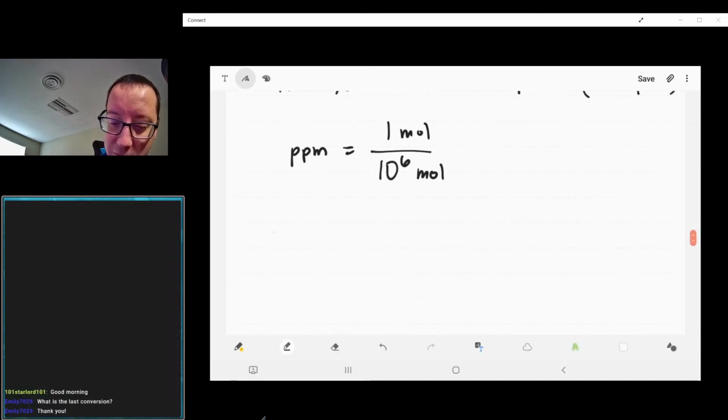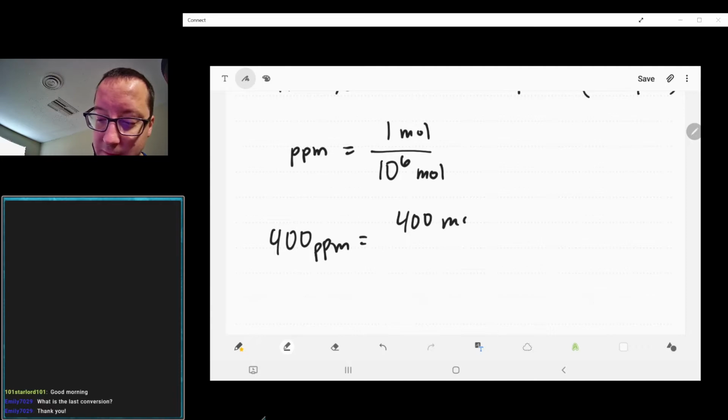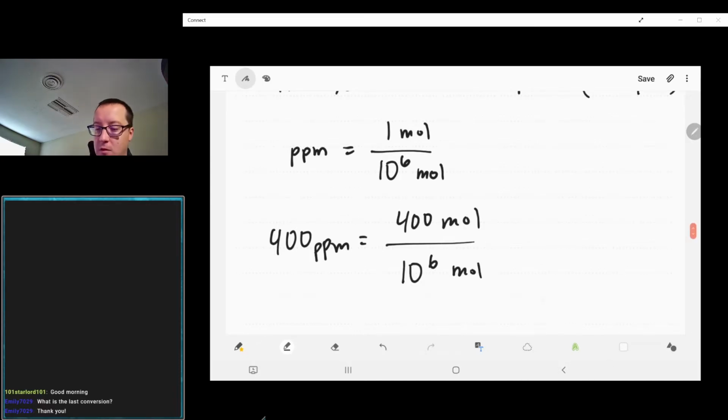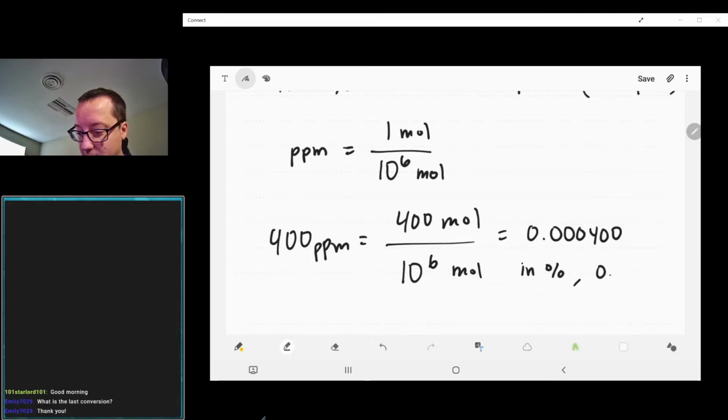So 400 ppm then would be 400 moles over 10 to the 6 moles. And so our mole fraction there would be 0.000400. Or if you wanted this in percent, that is 0.04% if we were to do it that way.